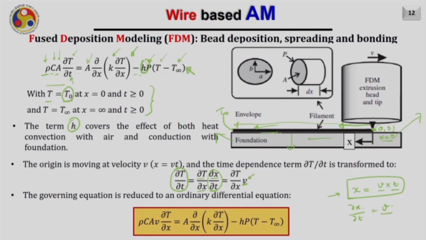Now, this entire equation is a function of x, and hence now I can replace del T by del t with del T by del x into velocity. Therefore, this equation looks like this. It says rho C A V del T by del x equals A del by del x of K del T by del x minus h P into T minus T infinity.